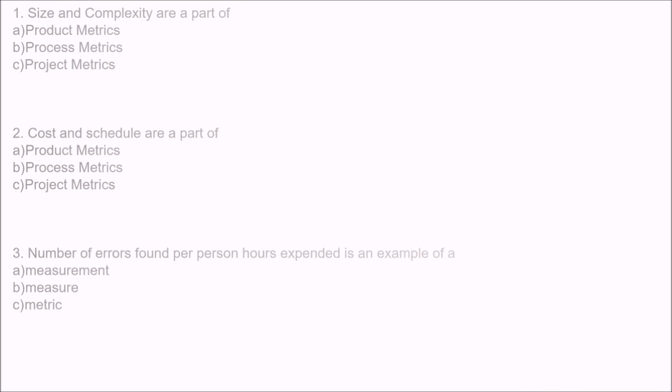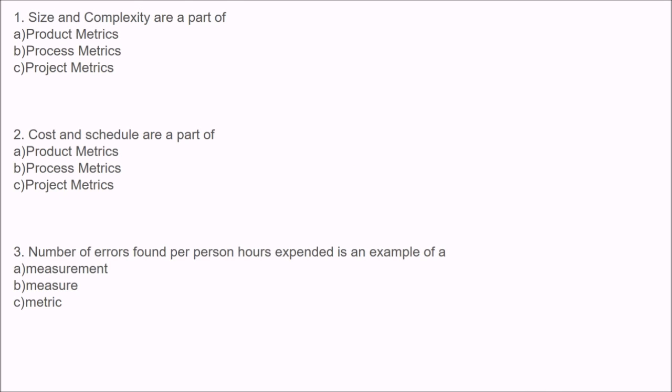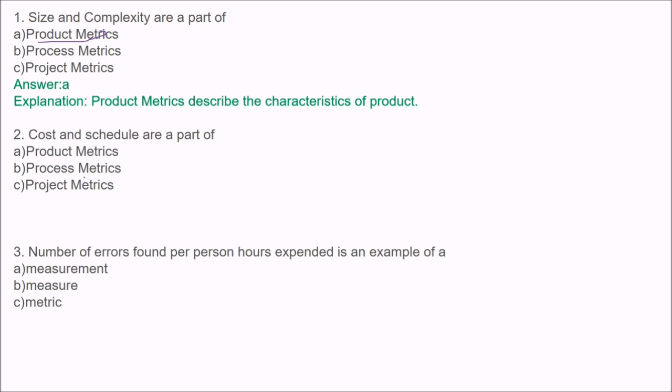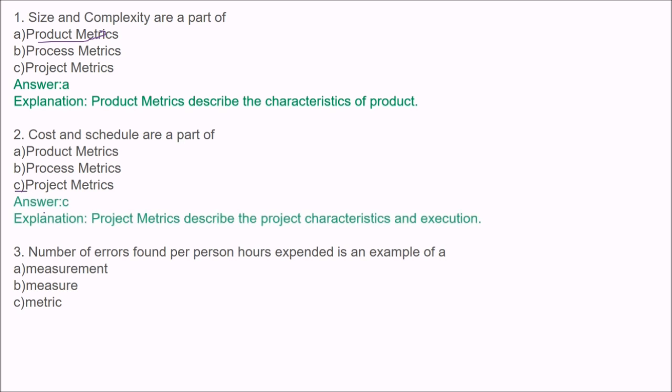Next is metrics for quality control. The first question is, size and complexity are part of product metrics, process metrics, or project metrics? The answer is A. They are product metrics. Next, cost and schedule are part of product metrics, process metrics, or project metrics? Of course, the answer is C. Project metrics describe the project characteristics and execution.